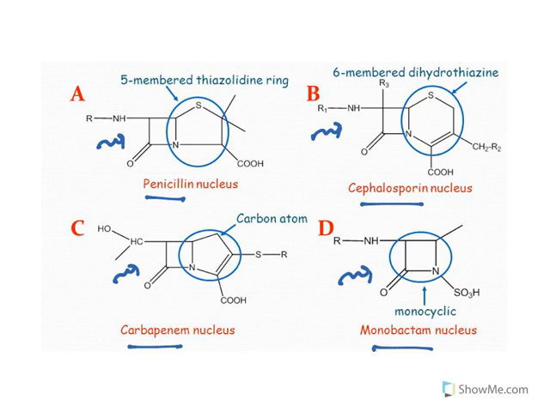Along with that ring, in penicillin you have a 5-membered thiazolidine ring. In case of cephalosporins, a 6-membered dihydrothiazine ring is there. Carbapenems has got a carbocyclic ring. Monobactam, as the name indicates, mono means a single ring is there and that ring is the beta-lactam ring. All of them are considered as beta-lactam antibiotics. The common structural motif is the beta-lactam ring.